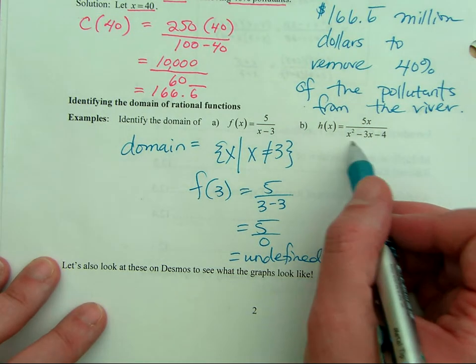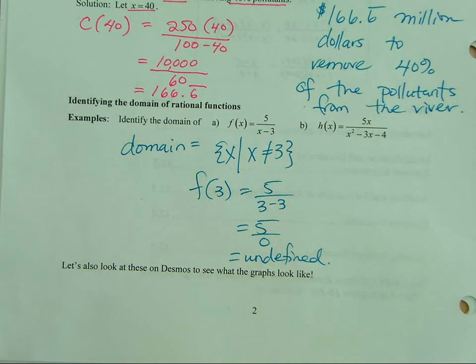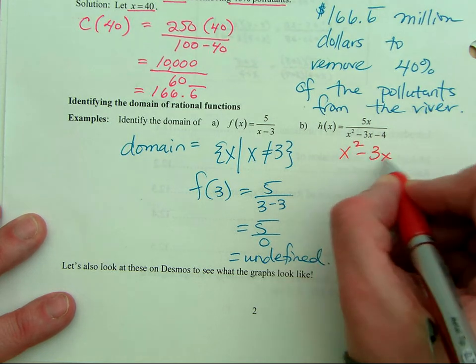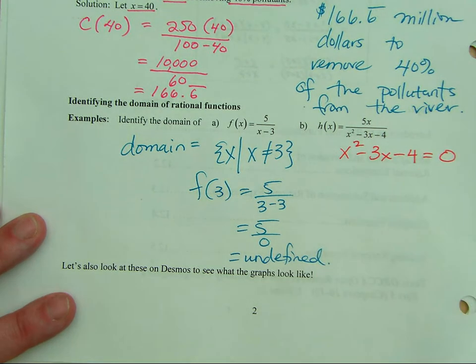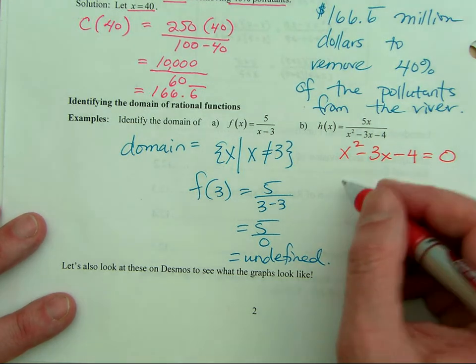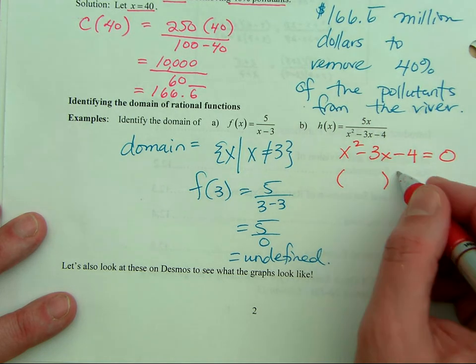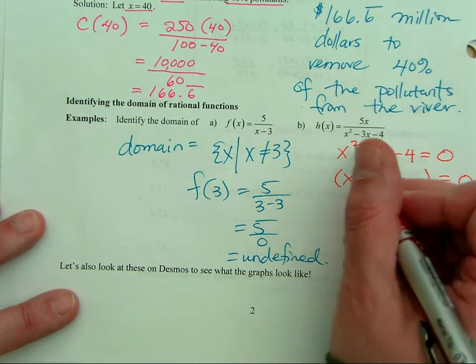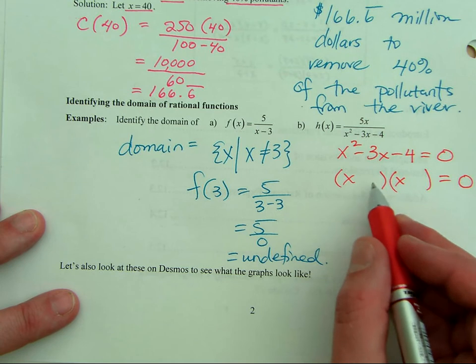So right here, right away, can you tell what numbers are going to give you 0? What should you do to find the domain of the second problem? Any thoughts? Make the denominator equal to 0. Exactly. So we take x squared minus 3x minus 4, and we set it equal to 0. How am I going to solve for x in an equation like this? We're factoring. We solve a quadratic, because that's x squared, by factoring.